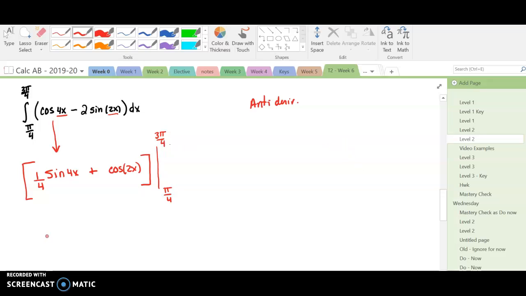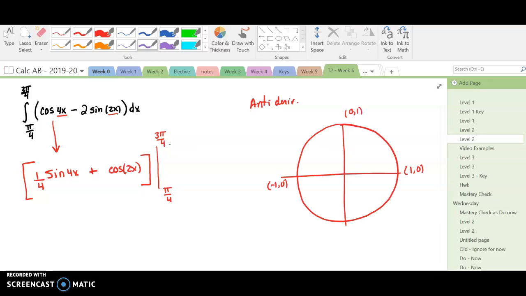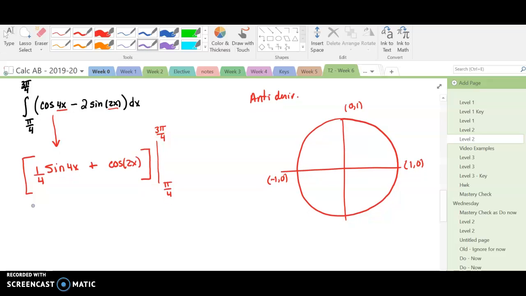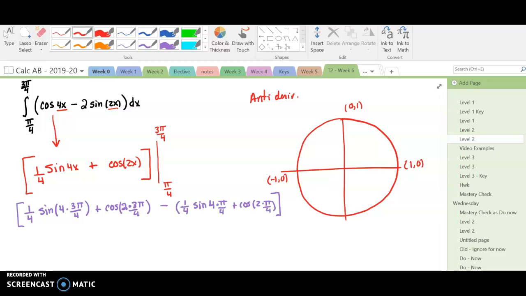And I'm going to take a minute to sketch the unit circle out. We're not sure what values we'll need, but now our unit circle is ready. So now we're going to plug in these limits of integration. 1/4 sine of 4 times the upper limit of 3 pi over 4 plus cosine of 2 times that same limit, 3 pi over 4, minus, all I've done is rewritten the second term with pi over 4 plugged in.